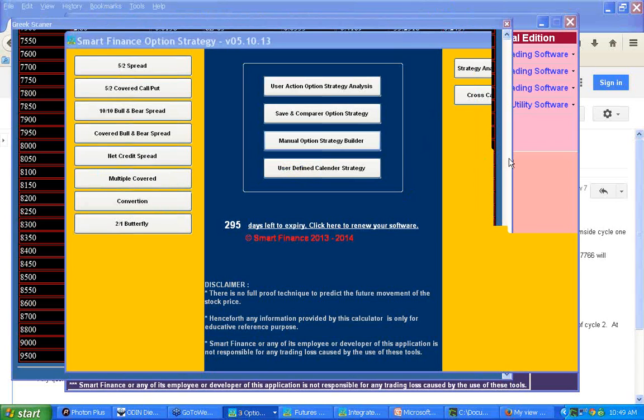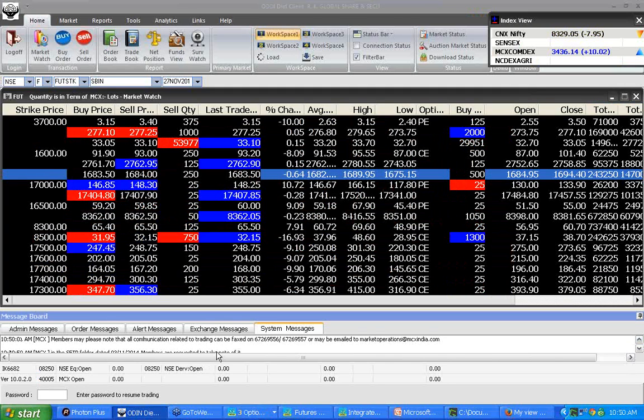All my 23 option strategies what I have given are also programmed here. So all these things come in this particular software. So this is about this option strategy software. I have shown you the option strategy software.